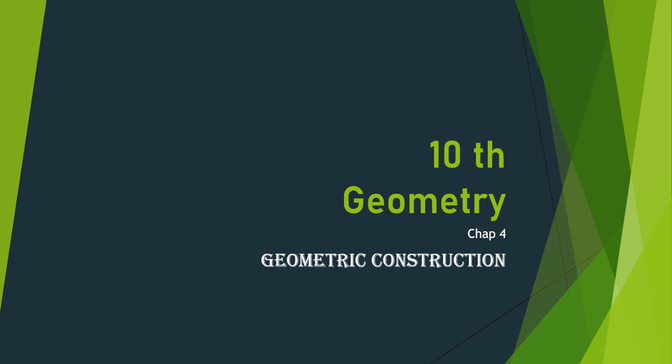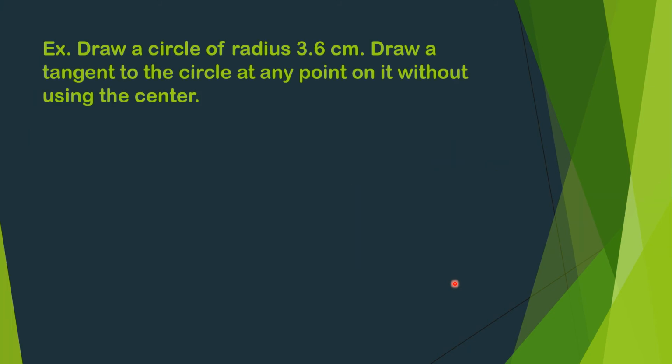Hello students, today we are going to learn about 10th geometry, chapter 4 geometric construction. In this chapter we will learn how to draw a tangent to the circle. So first example: draw a circle of radius 3.6 centimeter and draw a tangent to the circle at any point on it without using the center.